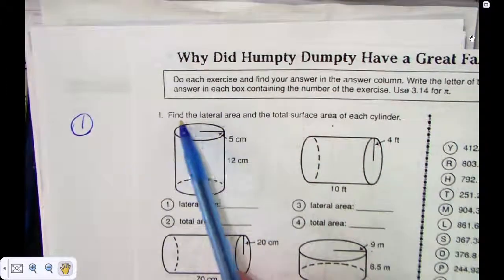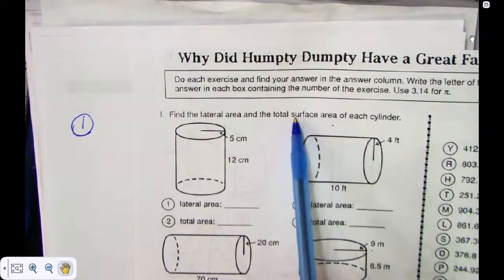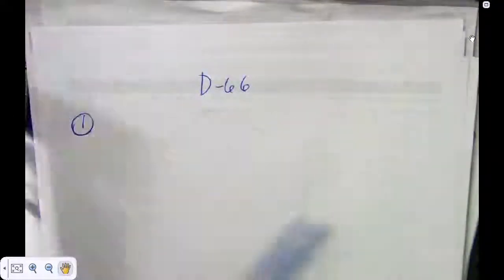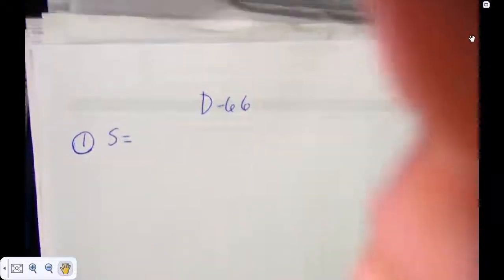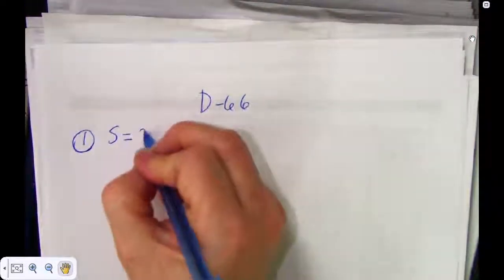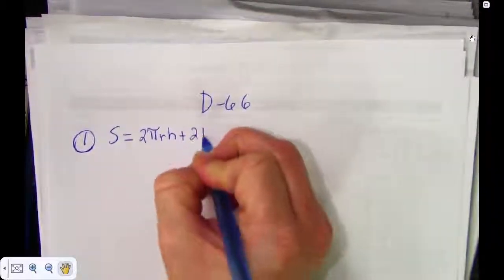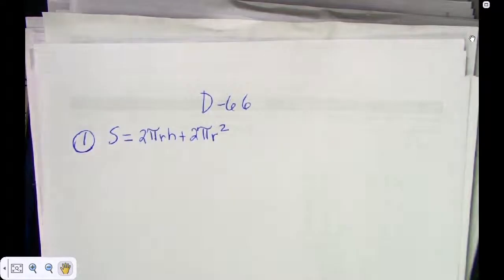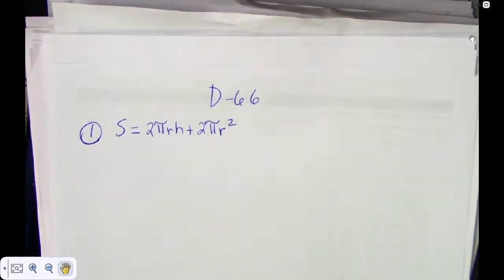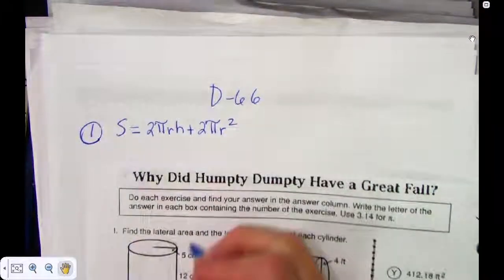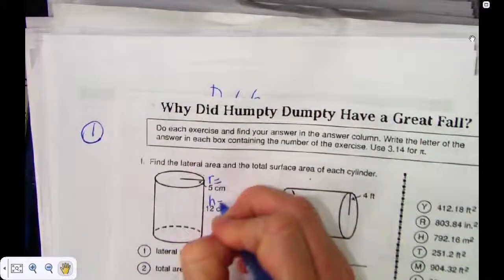Okay, it says find the lateral area and the total for each cylinder. So, look at number 1. I'm going to go ahead and write the whole problem. I'm going to go ahead and write the whole formula. And then I'm going to come label 5 is the radius and 12 is the height.